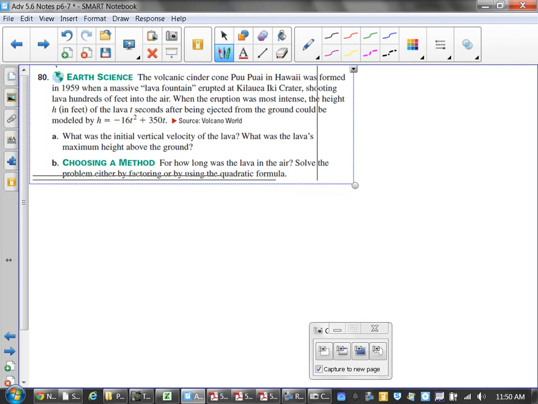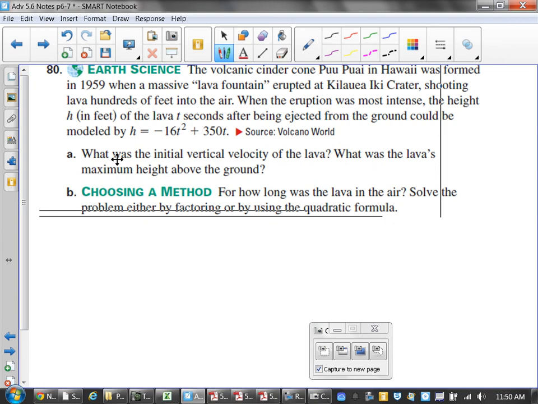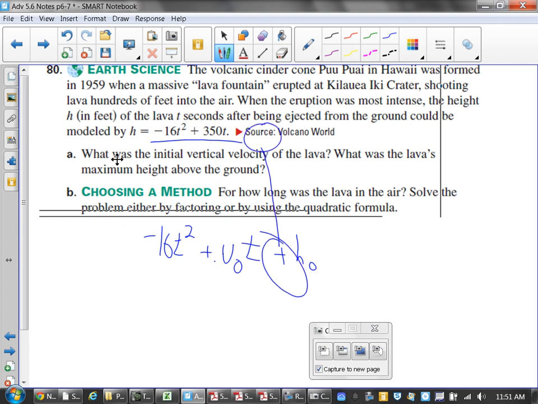Remember, this model here is negative 16 t squared plus your initial velocity times t plus your initial height. The coefficient here is your initial velocity. Your initial height just happens to be 0. The maximum height, well, I would just use my graphing calculator to figure out where the maximum occurs. Negative 16x squared plus 350x. Put that in the calculator.